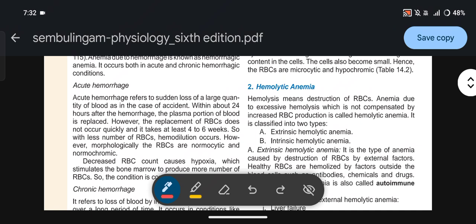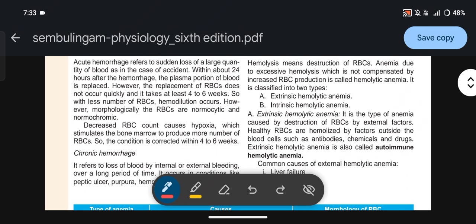However, morphologically the RBC are normocytic and normochromic, but the decreased RBC count causes hypoxia, which stimulates the bone marrow to produce more and more number of RBC. So the condition is corrected within 4 to 6 weeks.